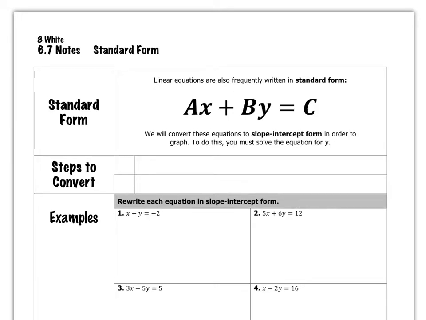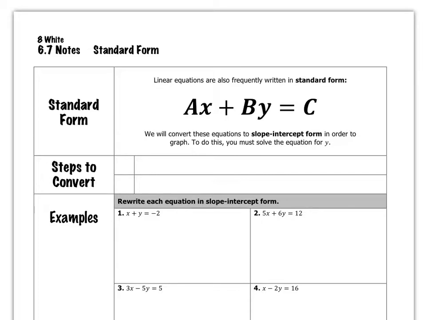Hey there, gang. In this video, we're going to talk about another form that you'll often see linear equations written in, and we call this standard form. Standard form looks like this: ax plus by equals c. So you'll notice the difference here is that x and y are on the same side of the equation, as opposed to slope-intercept form, which had y by itself on the left side.